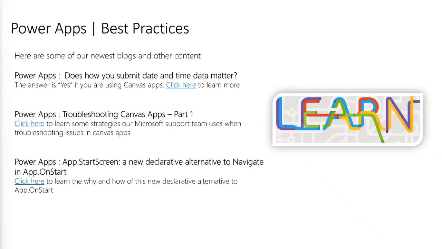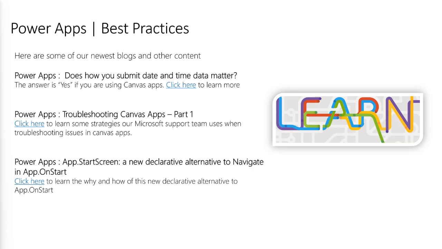The second one is about troubleshooting Canvas apps. This is part one, and there will be more parts to it, but at least the first one will help you understand and get onboarded on some of the troubleshooting approaches that we use when it comes to identifying issues in the Canvas app and resolving them. Again, I would recommend you use the link and check the scenarios and also the best practices that we provide here.